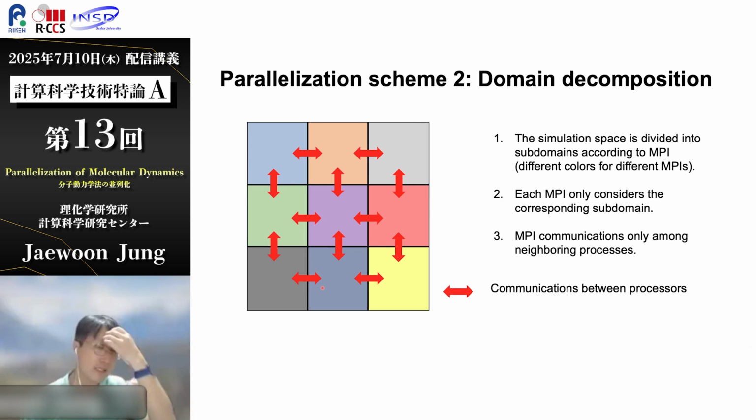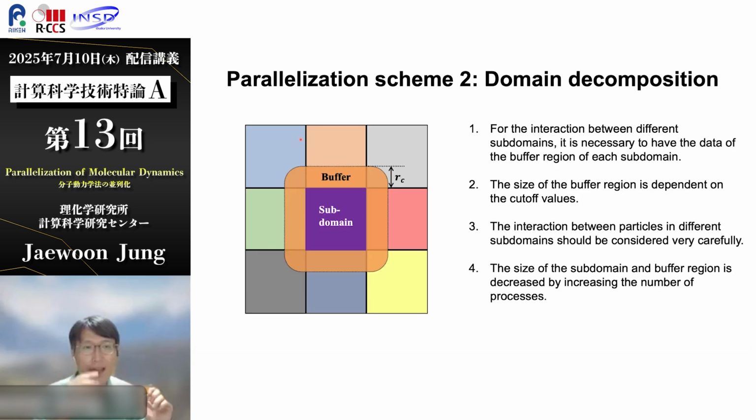And in this case, if you have a very large number of processes, the number of processes to be communicated with is still fixed. Even for a very large system, you don't need to consider the communication with all of the processors. You can consider communication only with your neighboring processors.